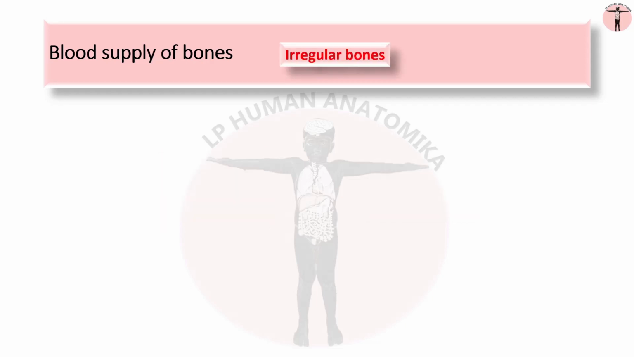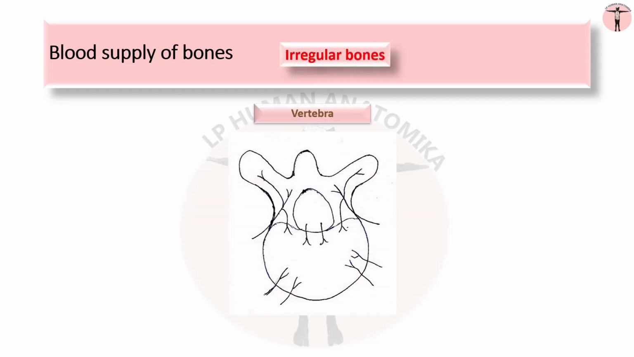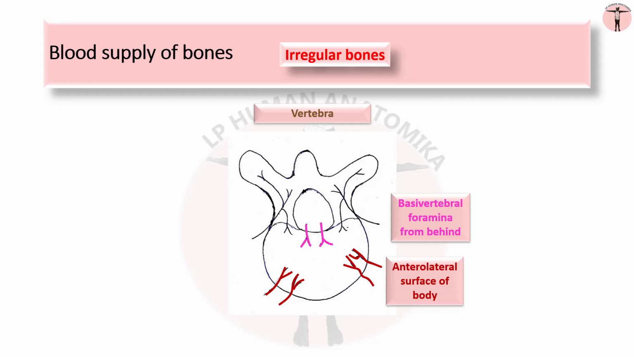Blood supply to irregular bones. Arterial supply of a vertebra. The vessels supplying the vertebra enter it from various directions and supply the bone. One or more vessels enter the body from behind through the basivertebral foramina. A set of small vessels pierce the anterolateral surface of the body. One vessel pierces the root of the transverse process and supplies the vertebral arch and its various processes. With this, we complete blood supply to the various types of bones. Arterial supply is very important. The venous drainage is easy to remember since the veins accompany the arteries.